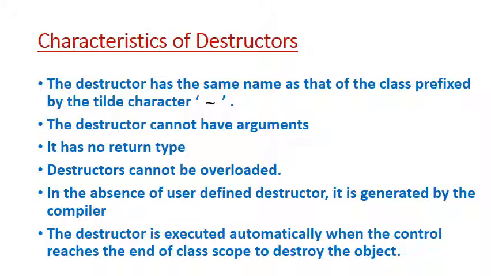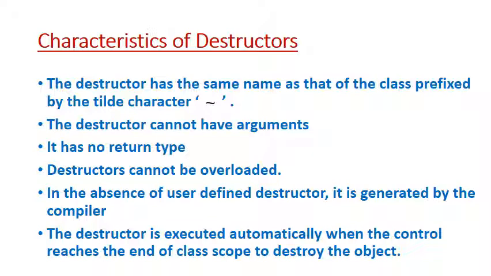Next, it has no return type. Next, destructor cannot be overloaded. So, in a class, only one destructor function we should have, whereas for constructor we can have many. Next, in the absence of user-defined destructor, it is generated by the compiler.